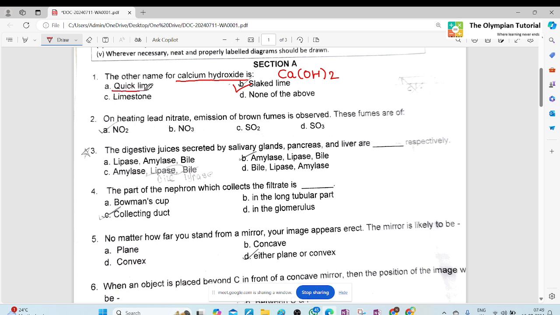Can you tell me the formula of quick lime? CaCO3. No, CaCO3 is limestone, calcium carbonate. Quick lime is CaO, calcium oxide. Are you completely okay with the first question? I discussed all the points. Yes, ma'am.